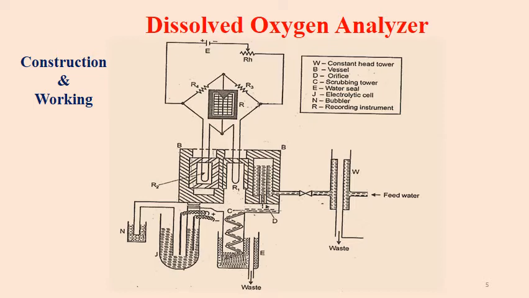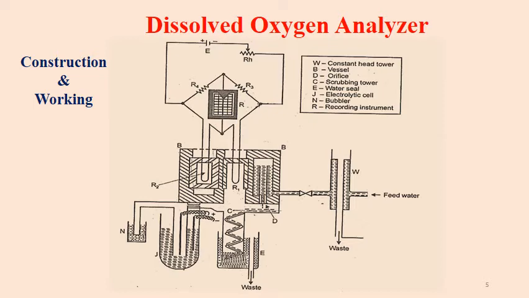This device consists of different units named constant head tower W to maintain continuous flow of sample water into the instrument, the vessel B which maintains desired temperature suitable for measurement, orifice D that regulates flow at a slower rate, the scrubbing tower C which holds the water for certain amount of time by which oxygen is released from water, water seal E which directs the water to exit, electrolytic cell J which generates hydrogen, bubbler N which ejects the excess hydrogen.